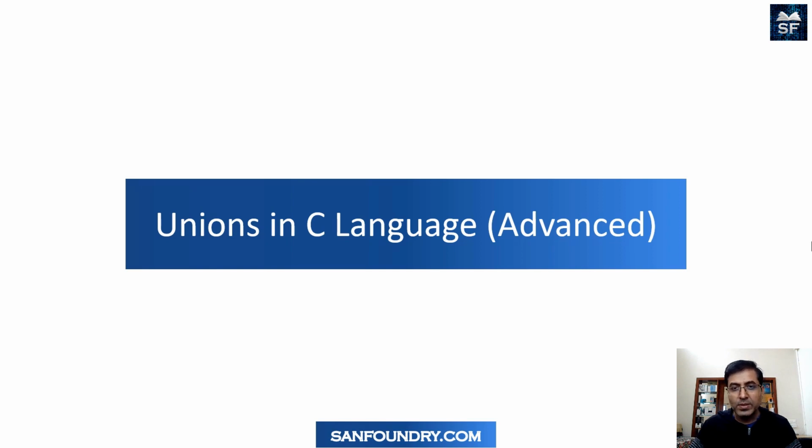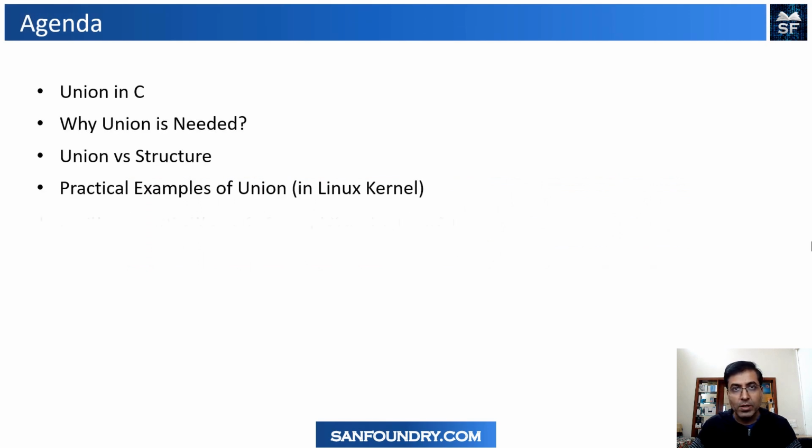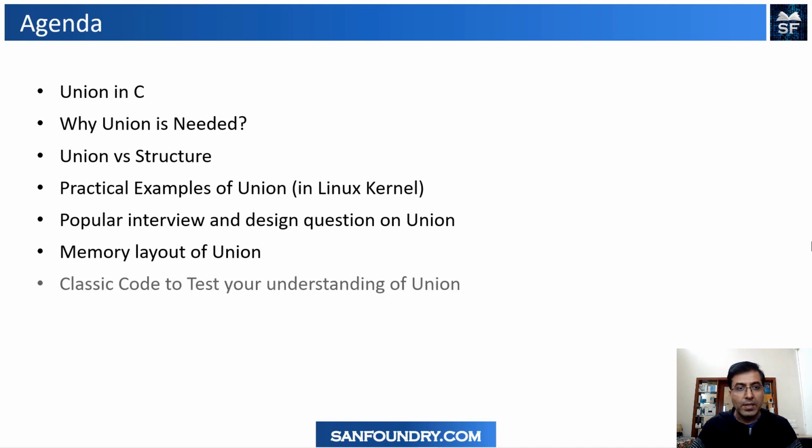This course is going to be a slightly advanced course. So let's get started. As part of the agenda, I am going to cover these topics. We will talk about unions in C language, why they are needed, and we'll try to distinguish and differentiate between union and structure, followed by a practical example of union in the Linux kernel. And then we will delve into a popular interview or design question pertaining to union exclusively, followed by the memory layout of a union.